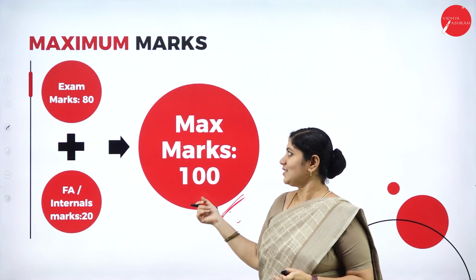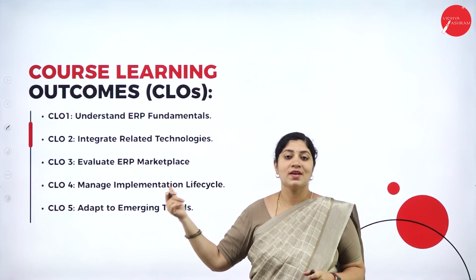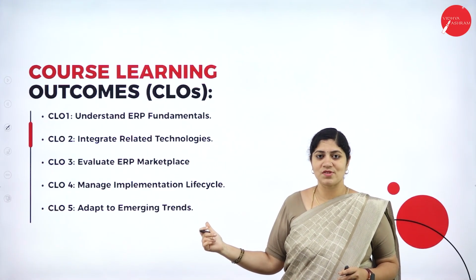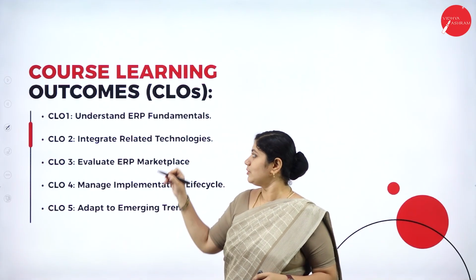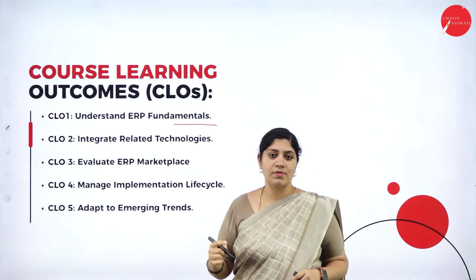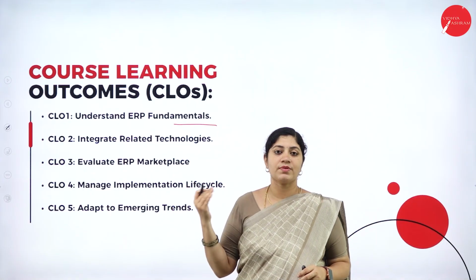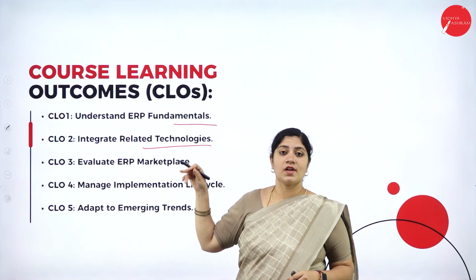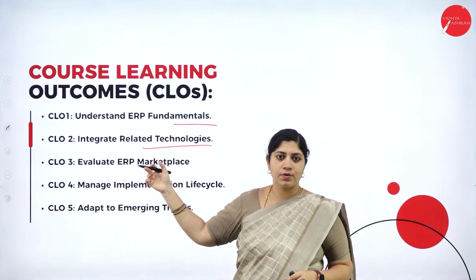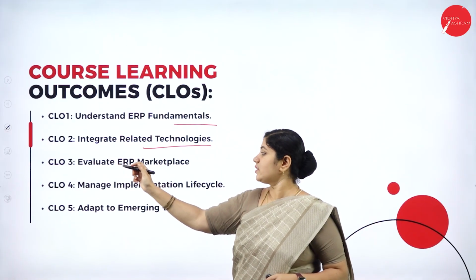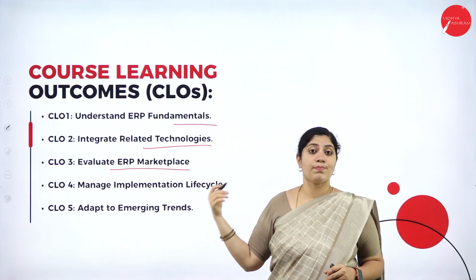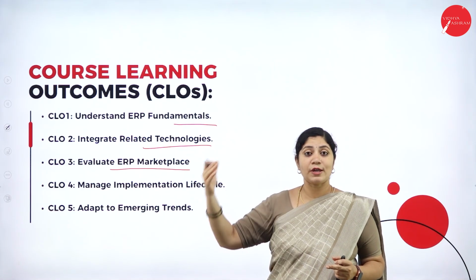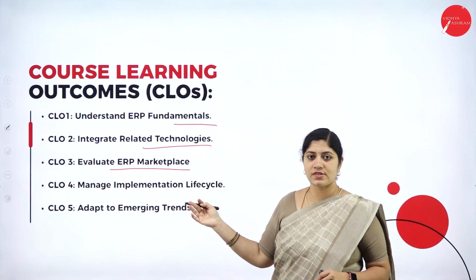Okay, so let's see the discussion of units. But before that, let's quickly grasp the learning outcomes of the subject. The first course learning outcome is to understand the ERP fundamentals. Through this subject, initially we will be understanding the ERP fundamentals. Later we integrate the related technologies with ERP. Okay, that's our CLO2. Then the CLO3 is to evaluate the ERP marketplace. We have learned the fundamentals and understood them, but where to apply them? So we will be studying that marketplace analysis.